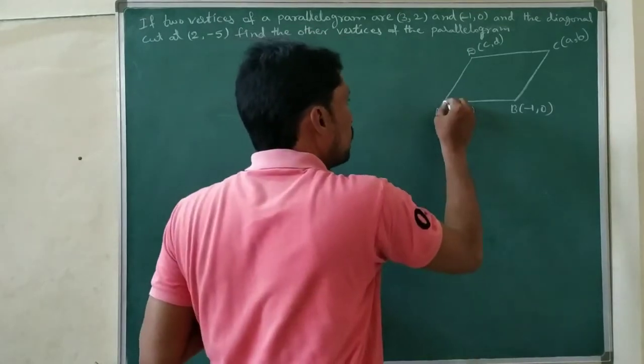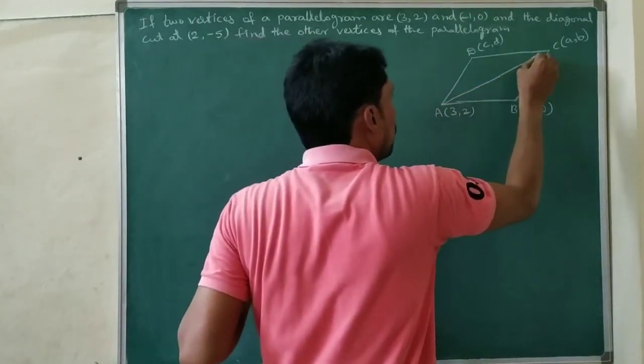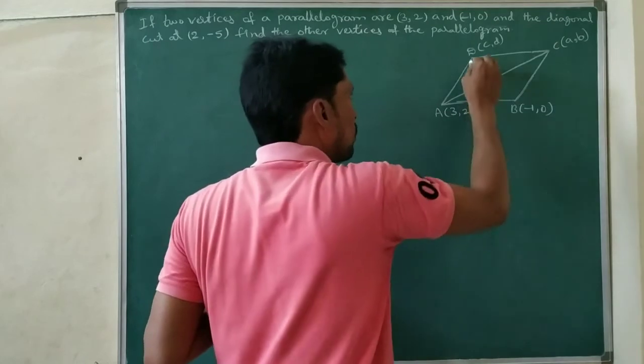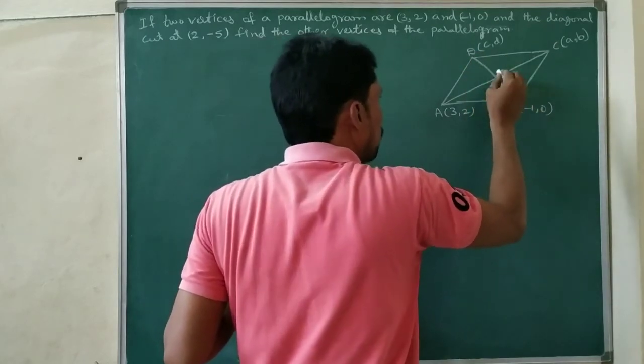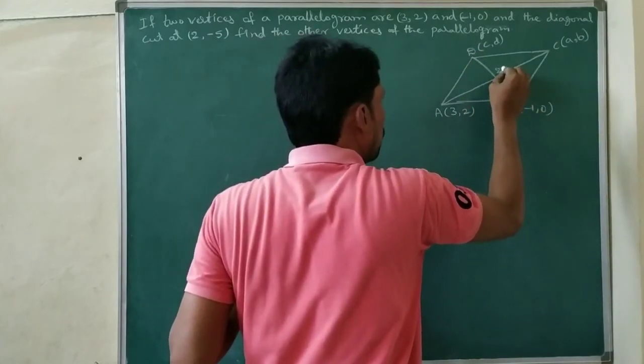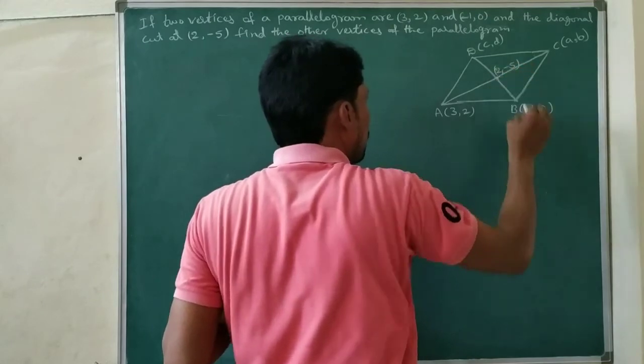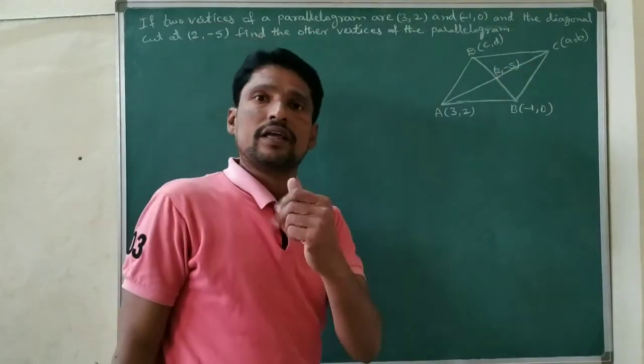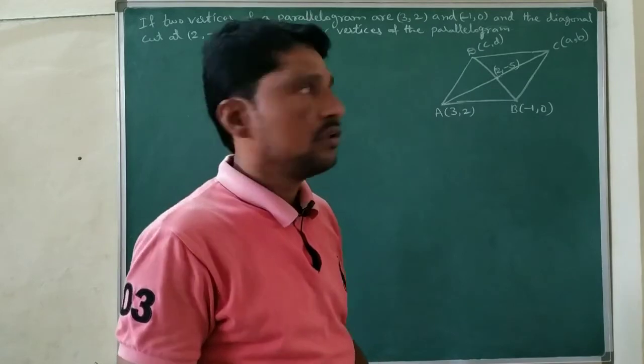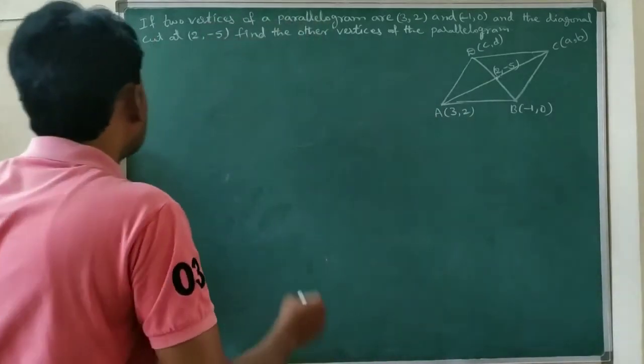So what is the diagonal here? The diagonals are AC and BD. So the intersection point is 2, minus 5, which is given. In a parallelogram, the diagonals bisect each other. So let us see here.